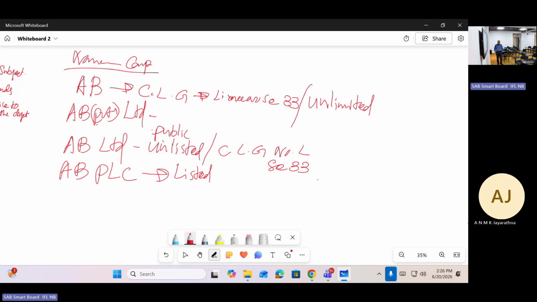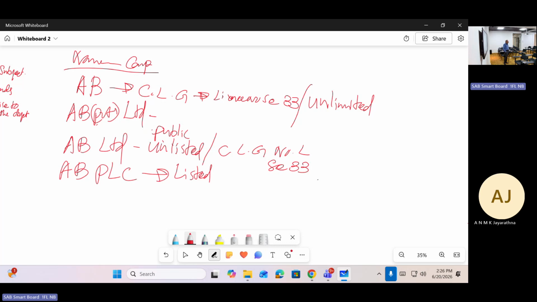Understand? Then the third condition. The ownership of the company must be restricted only among two of them. Two friends, Amal and Vimal, wanted to restrict the ownership only between two of them.